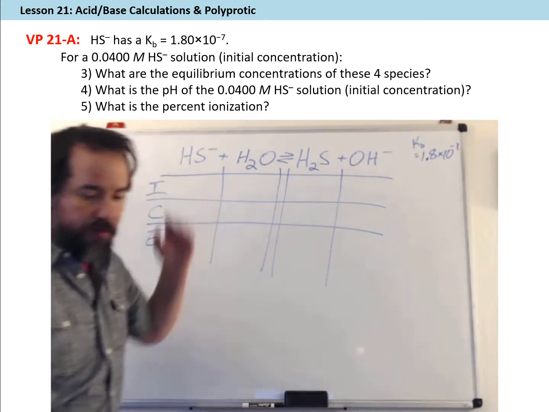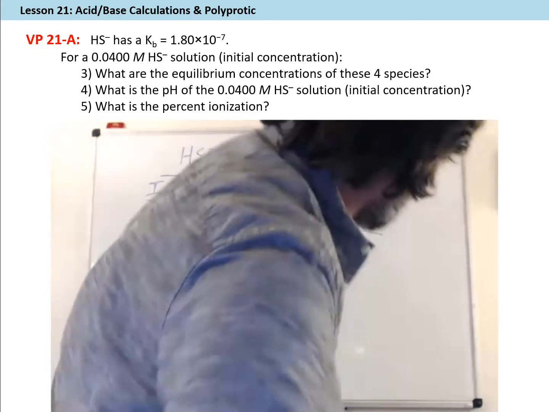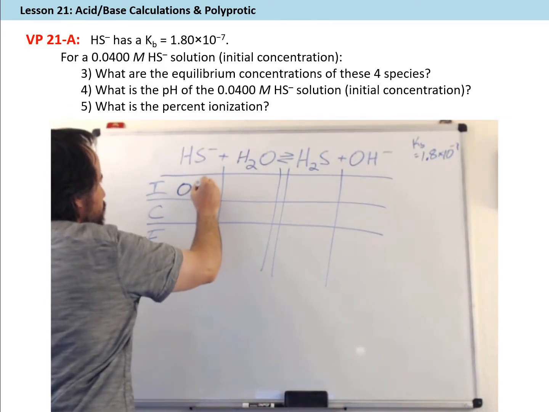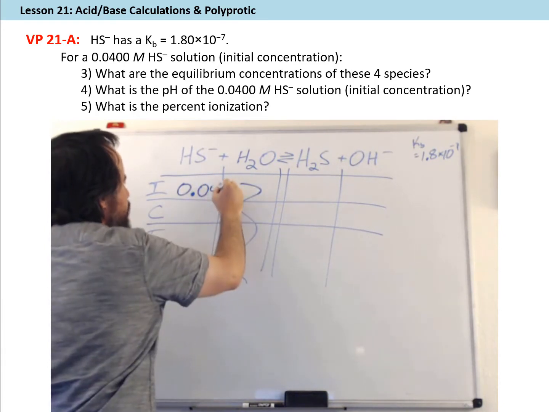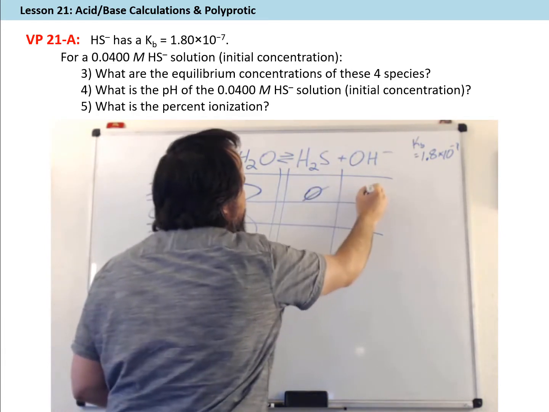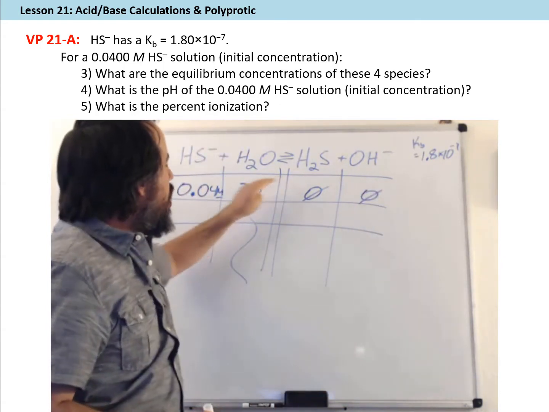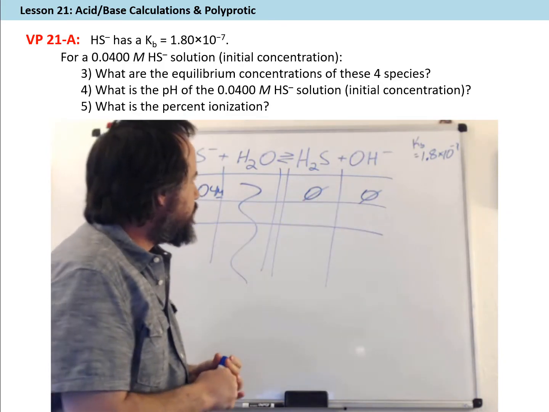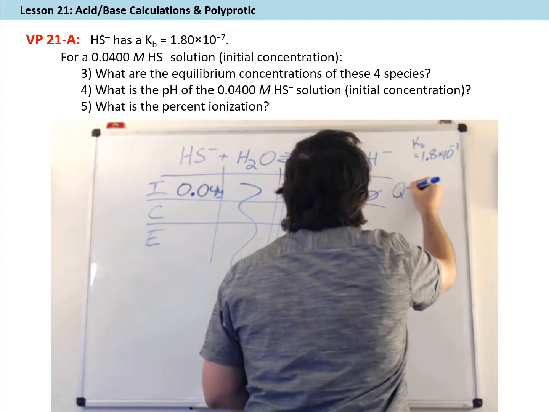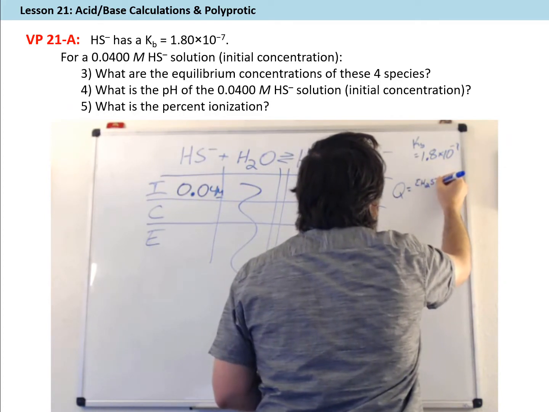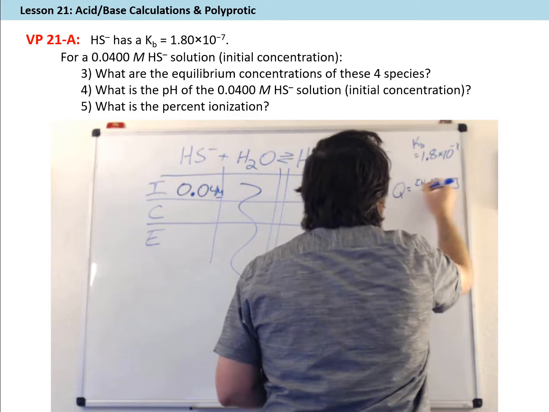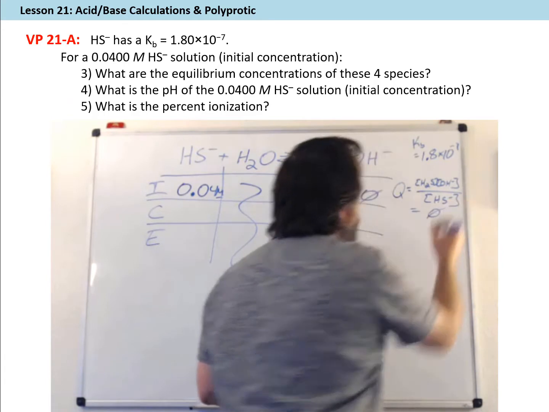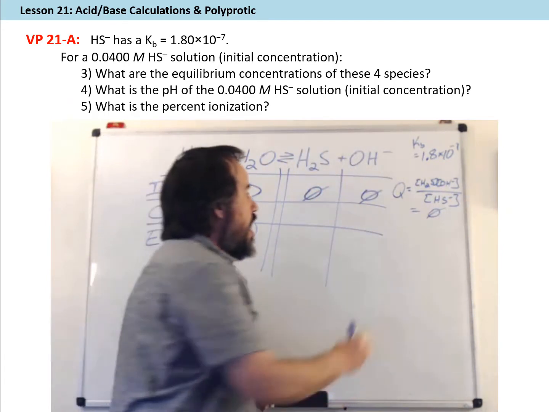All right, so here's that reaction we had. And we're going to do an ICE table. So what do we know? We know it's 0.04 molar. We know we have no H2S, and we don't care about the H2O because it's a liquid. We have no H2S, no OH minus. So now my Q is equal to H2S times OH minus over HS minus. Okay? This is going to give me 0. Why? I have 0 times 0 on top. All right, so Q is 0.